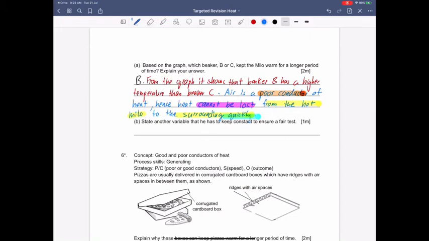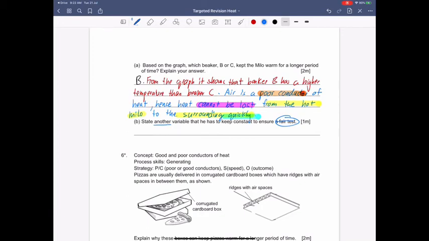Alright, so looking at the second part of the question, state another variable that has to be kept constant to ensure a fair test. So this fair test concept is something that is always being asked. So in order for it to be a fair test, there can only be one variable. Everything else has to stay the same. So the key thing you need to take note of is another variable.